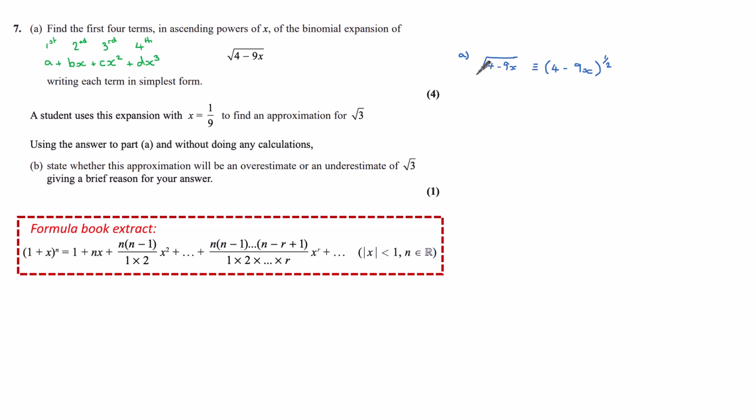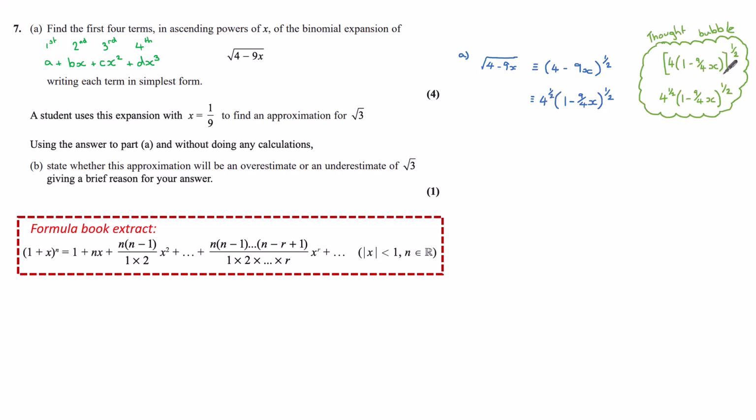Hopefully we know that something square rooted is the same as being raised to the power of a half. So we can say that the square root of 4 minus 9x is equivalent to 4 minus 9x to the power of a half. We need 1 plus x to the power n, so we need to take a factor of 4 out from this bracket. When we take out a factor of 4, this 4 is also raised to the power of a half.